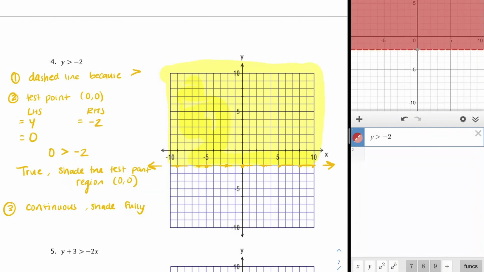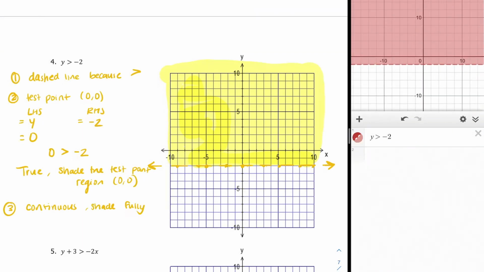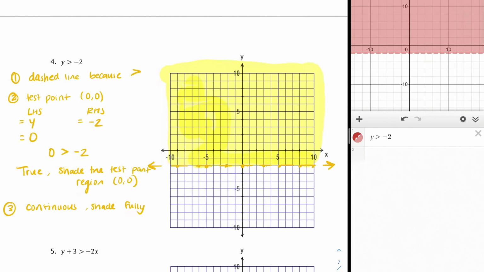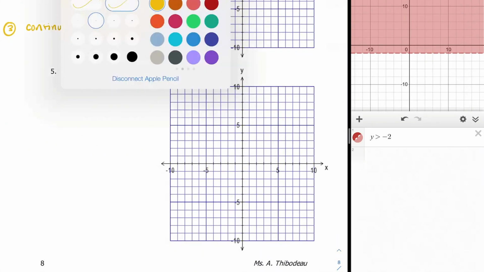So here we have y is greater than -2. And same idea. We've got the same y-intercept. We've shaded the proper region. Life is good.